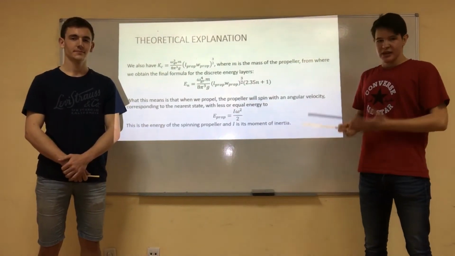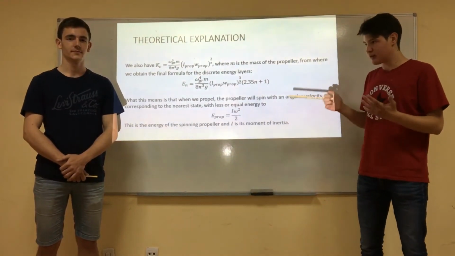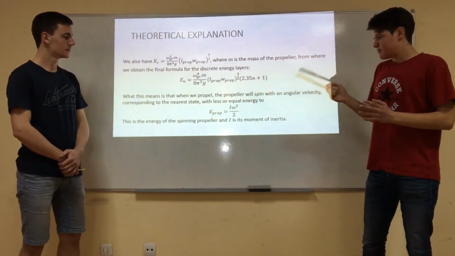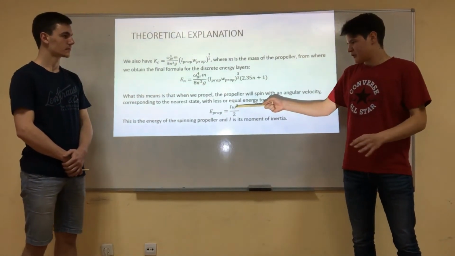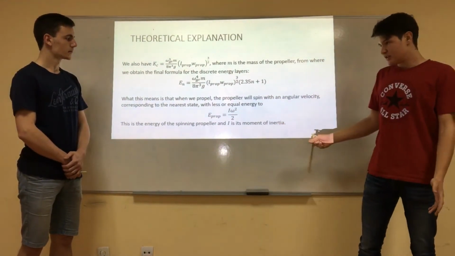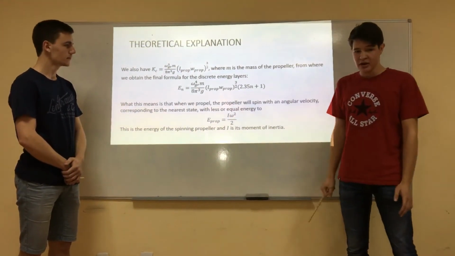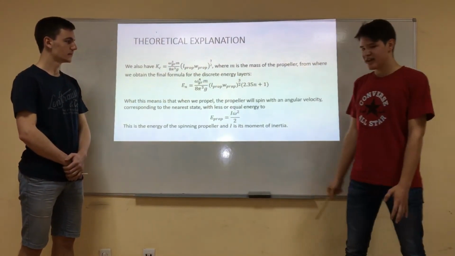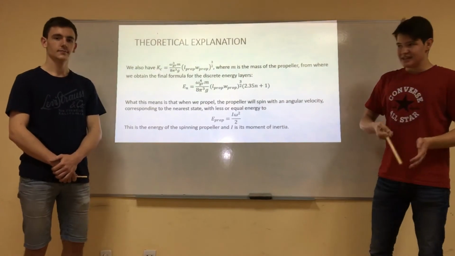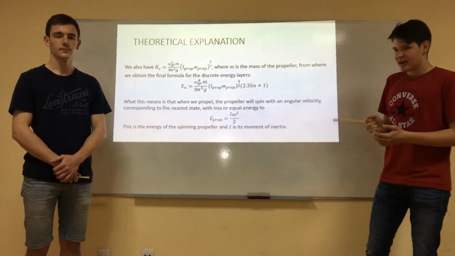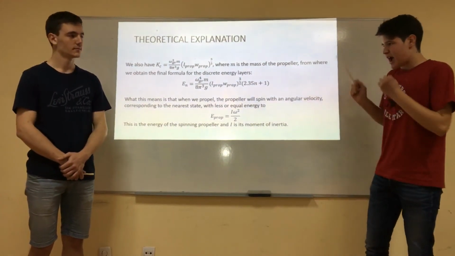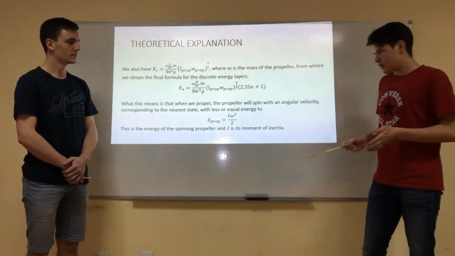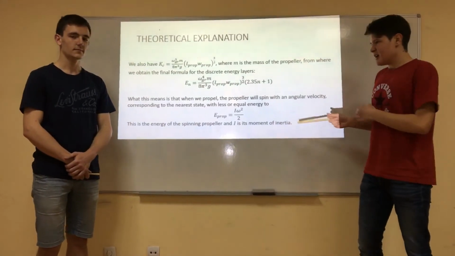So what will our propeller actually do? When we start spinning the propeller, it spins at some constant angular velocity omega. So the energy of the propeller will be given with this formula here. However, for the quantum oscillator, we have the following formula for the energy layers. So that means that our propeller will jump an energy layer and increase its angular velocity to the angular velocity corresponding to the nearest energy level, which is with a lower energy than the energy we have here.